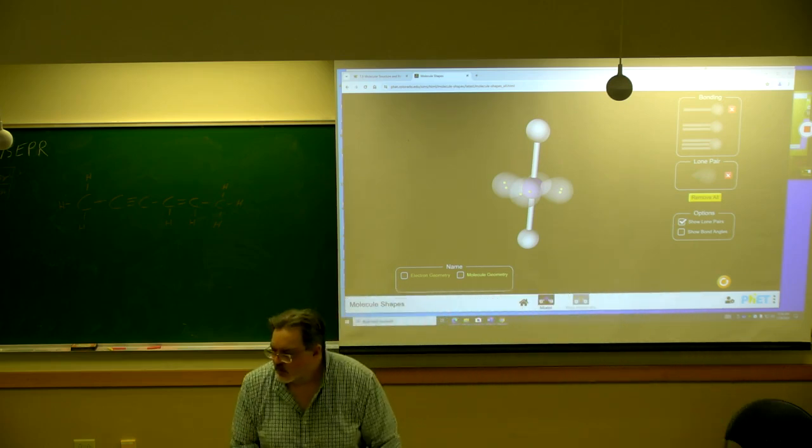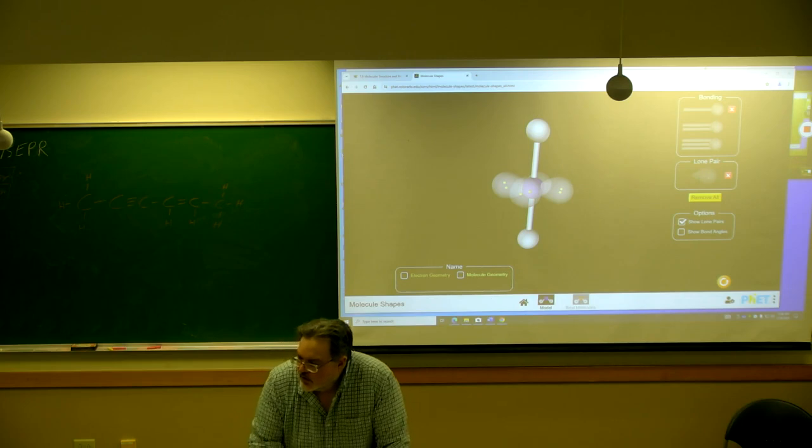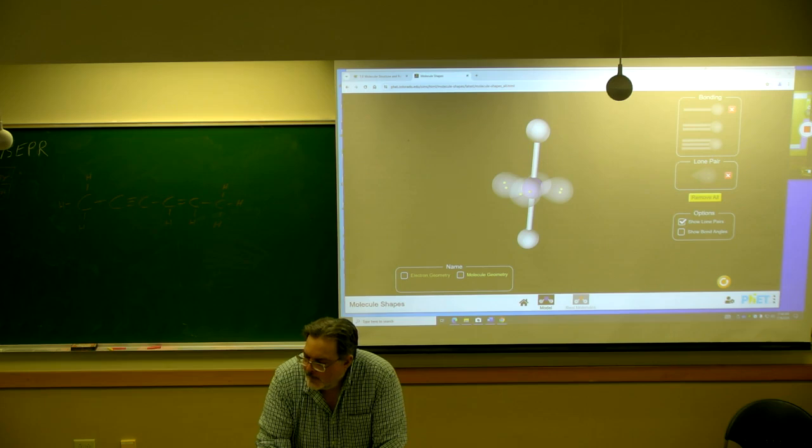Question? This is kind of off topic, but I just remember learning that multiple bonds, like doubles and triples, affect the shape, like cause bends. Is that related to this? Cause bends, no.